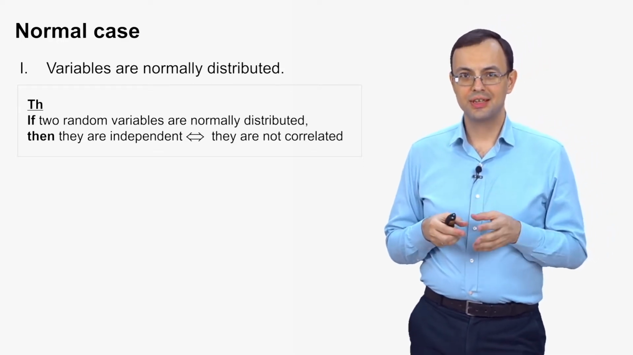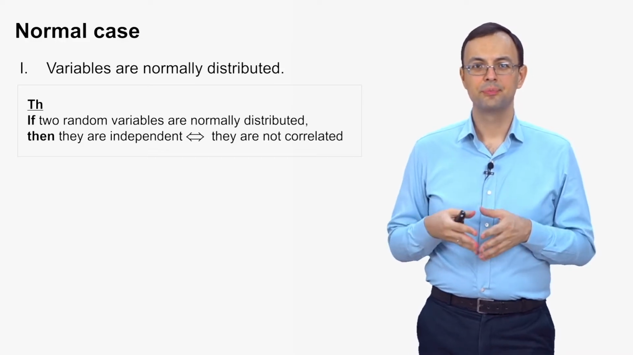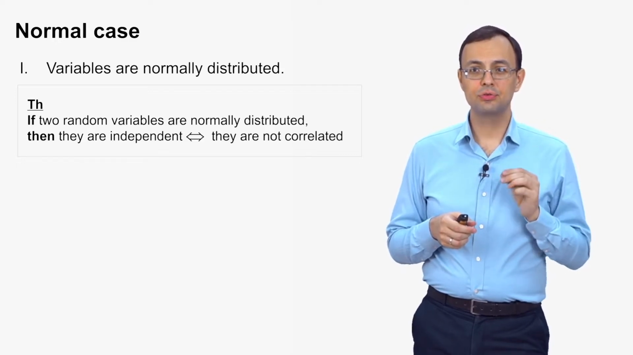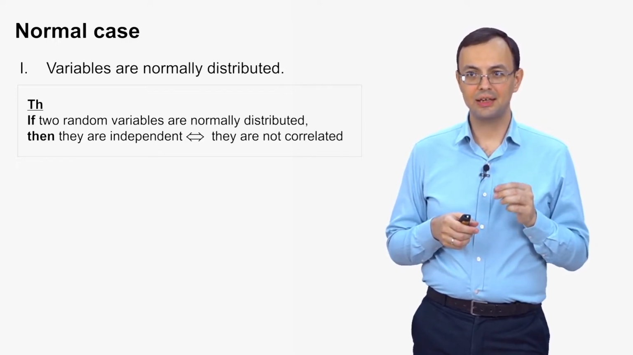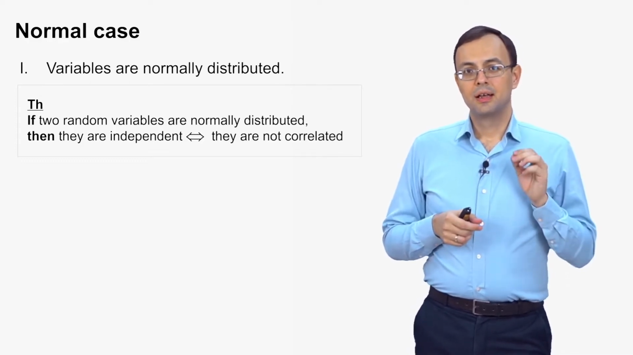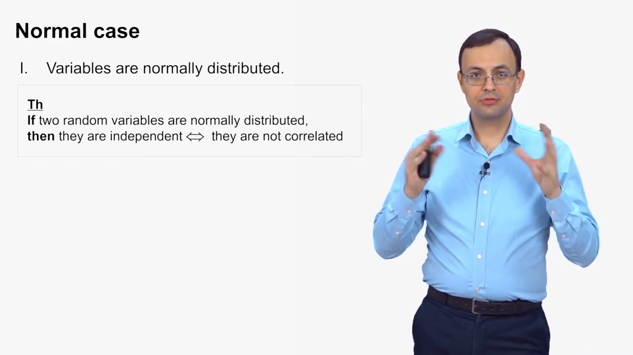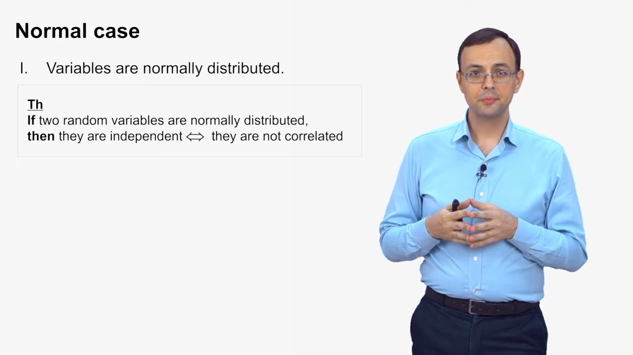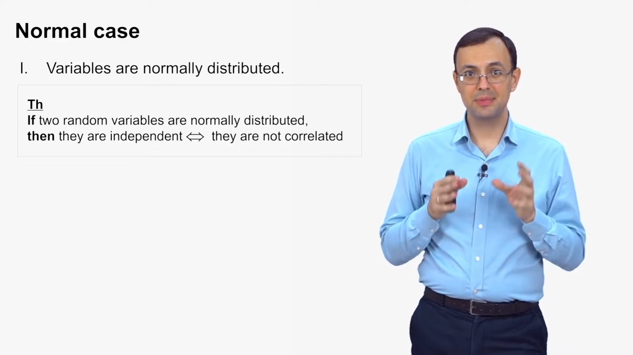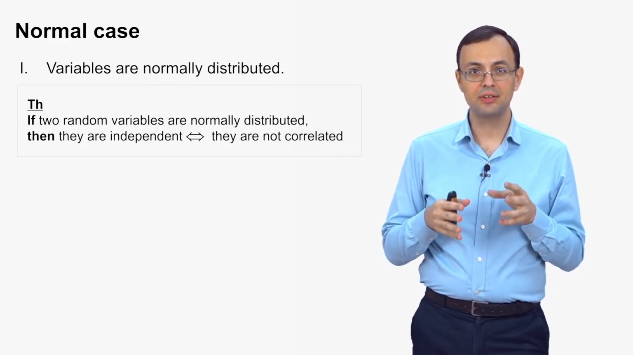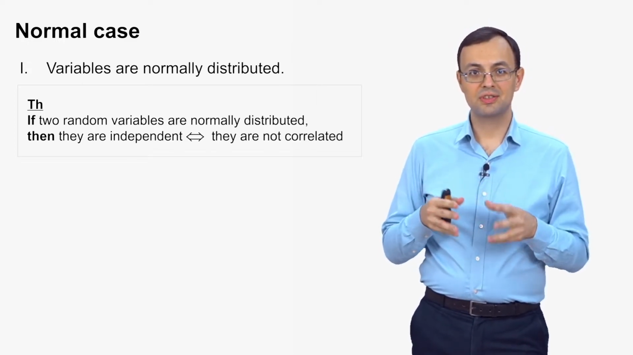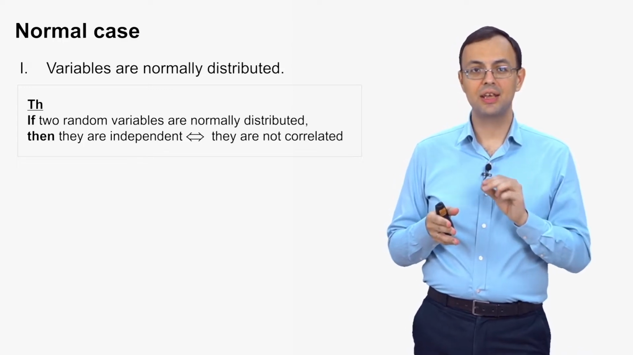To understand what we are going to do, let me remind you of the theorem I told you: if two random variables are normally distributed, then they are independent if and only if they are not correlated. You know that in general, for all random variables, independence causes uncorrelation. So if two random variables are independent, they are not correlated, but not vice versa. If two random variables are not correlated, this does not mean that they are independent.